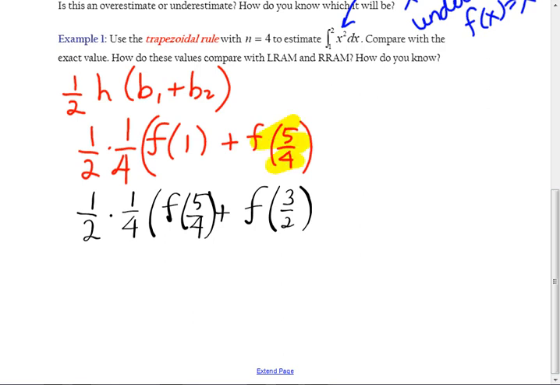Notice anything interesting? What about this and that? It's the same, isn't it? Is that going to happen throughout the problem?